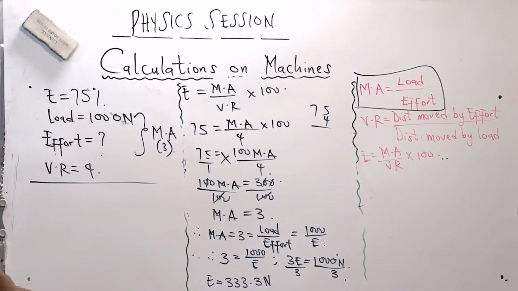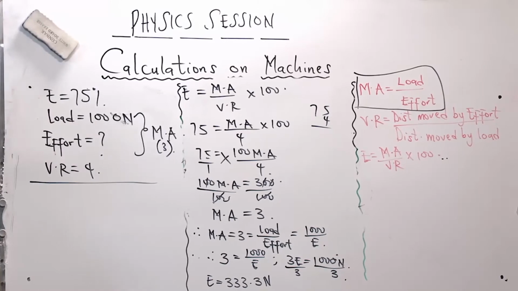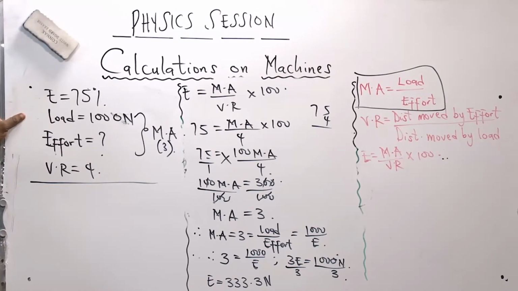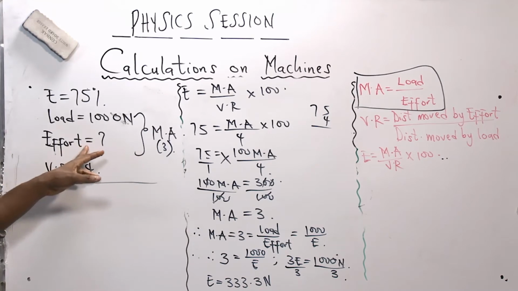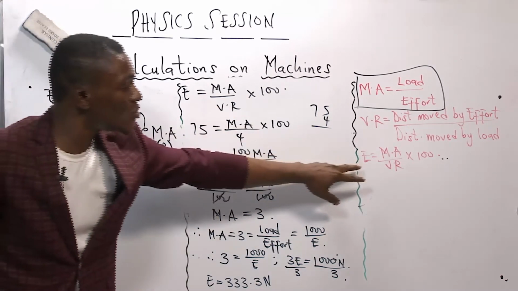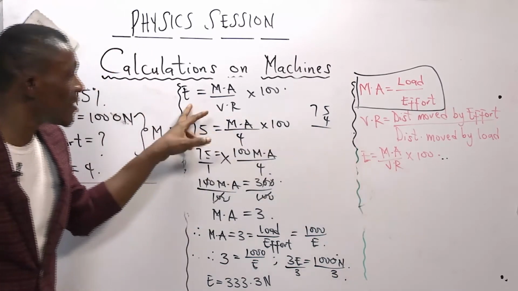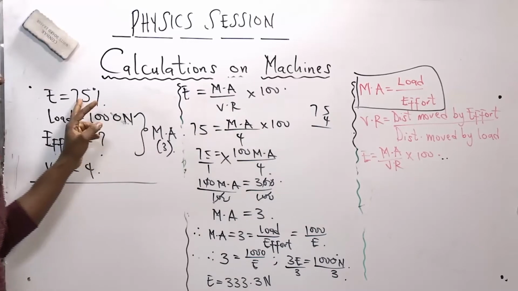So let me run through that solution again. We were told from the question that the efficiency is 75%. We were given the load as 1,000 Newton. The effort was what we were told to look for. Our velocity ratio was given as 4. Before we can calculate the effort, we need to know the mechanical advantage. So that was why we used this formula first, that E is equal to MA over VR times 100. So efficiency was given as 75.